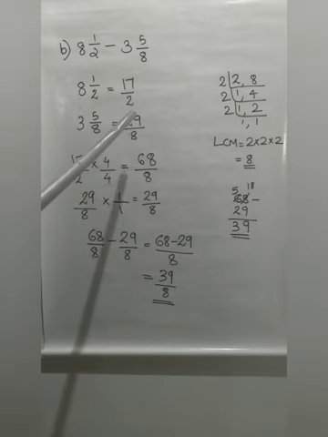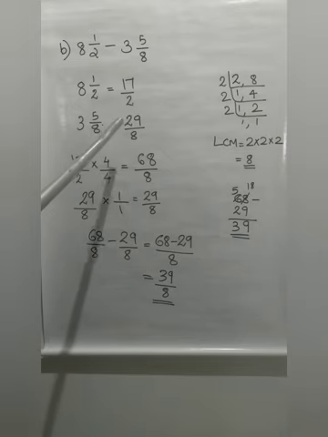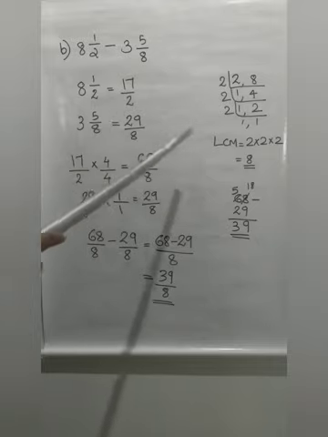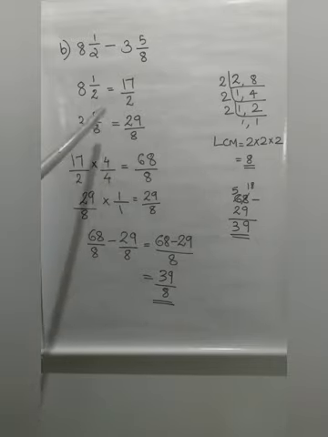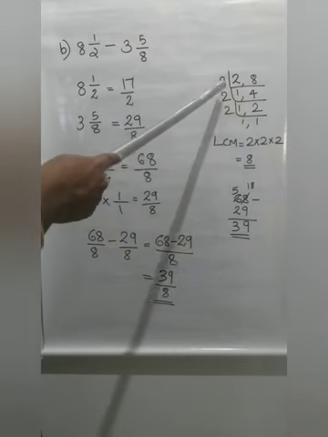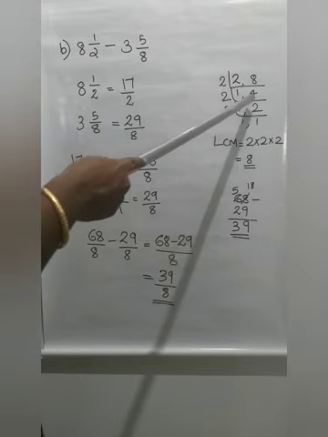Now what is the next step? Is this a like fraction? No, this is an unlike fraction. So we have to convert it into a like fraction. How? By finding the LCM. Here one denominator is 2 and the other is 8. Finding the LCM, the common factor is 2. Dividing both numbers by 2, 2 divided by 2 is 1, and 8 divided by 2 is 4.